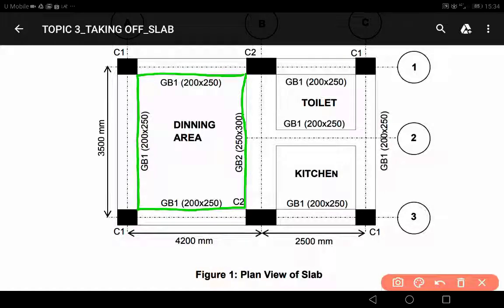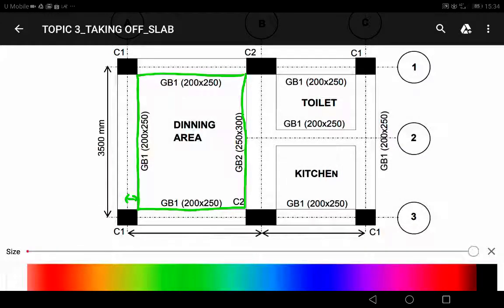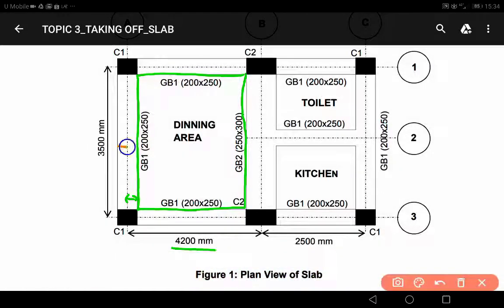So provided the length here is 4200 mm, and then you need to minus this half beam. It is provided the beam is 200. The full beam will be 200, so for half beam, it will be 100 mm. And then for this full beam, it will be 250, so for half beam, it will be 125 mm. So for this length, it will be 4200 minus the half beam here 100, and minus the half beam here, which is 125. So we'll get the length here.